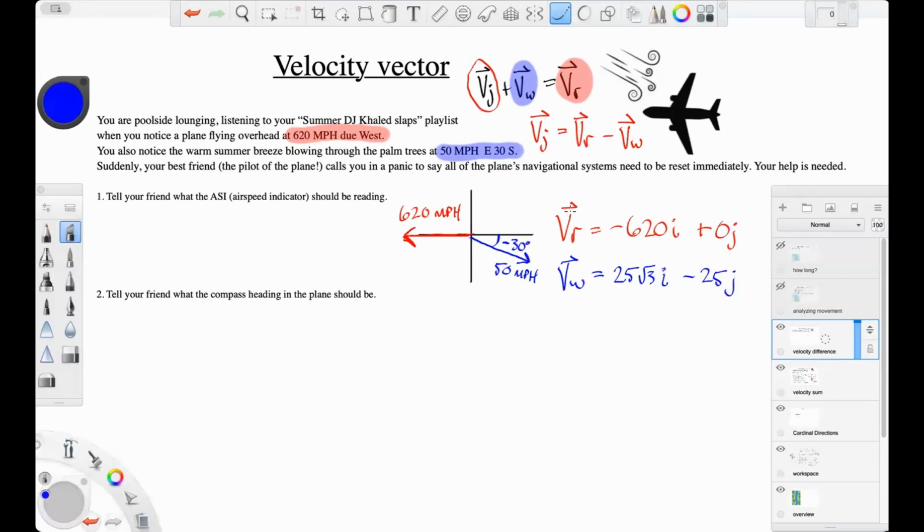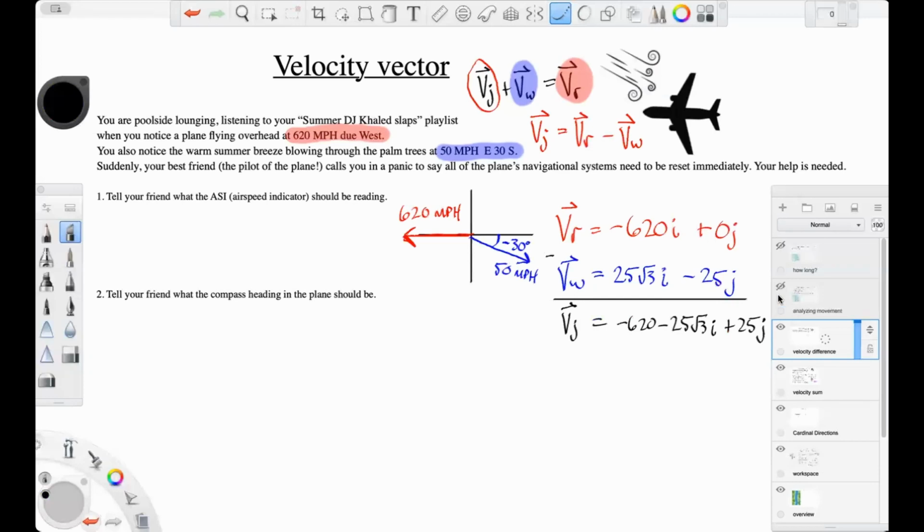All right, so then we go back up here and say, what are we trying to do? Oh yeah, Vr minus Vw gives us Vj. So now let's go ahead and subtract these two vectors. If we subtract those two vectors, that's going to give us the velocity of the jet. So doing so, we have negative 620 minus, since we're subtracting, minus 25 root 3 for our i component. And then we're subtracting the j's, so 0 minus negative 25 is positive 25.